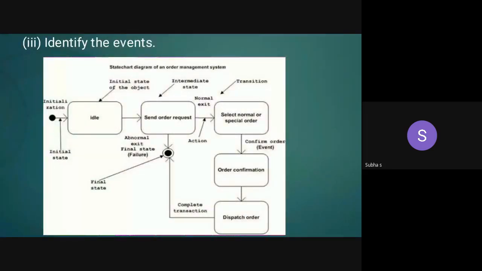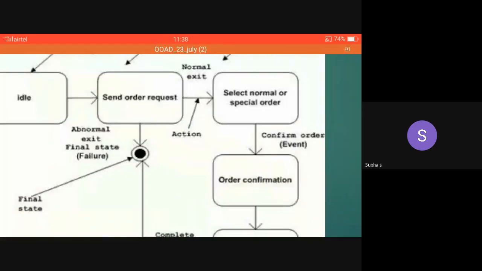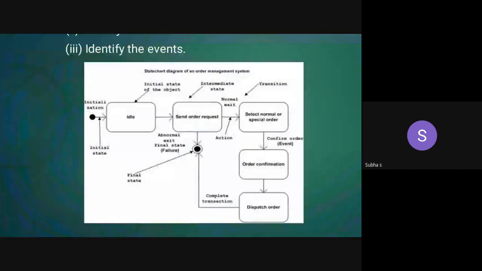The starting symbol is very important: a big, fully dark circle. The ending is one big dark circle surrounded by another circle. In between, we have to mention what the states are. Here there are 5 states: idle, send order request, select normal or special order, order confirmation, and the last one, dispatch order. In between there is a single arrow mark, along which it flows, and in between there is a message transmission.